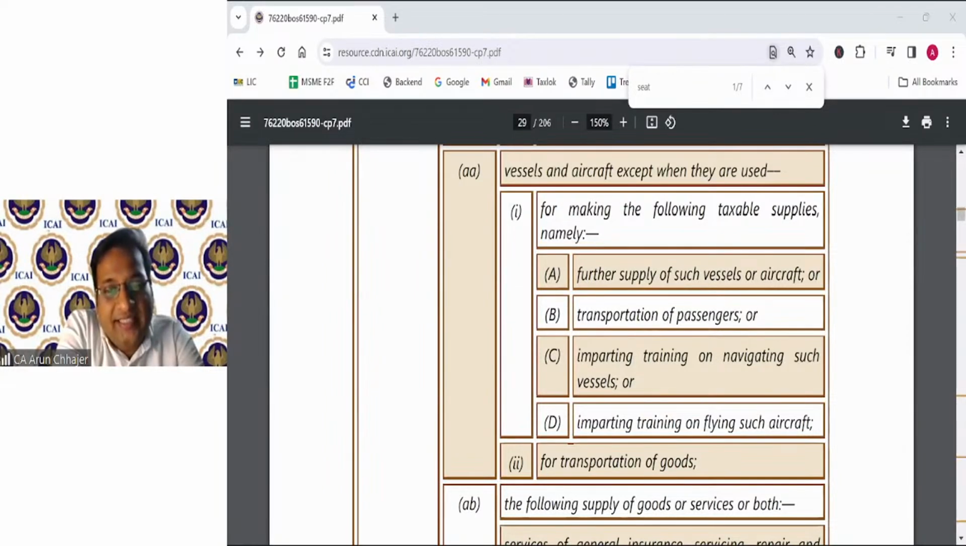My question is, why in clause A have they not added transportation of goods as a separate exception, but in clause AA I see they have added it as a separate exception? Why? Now see the answer.